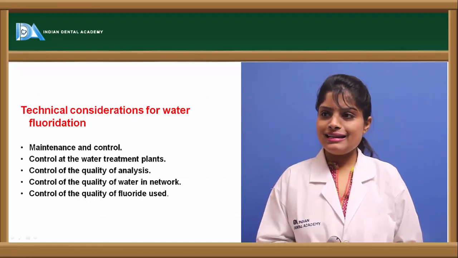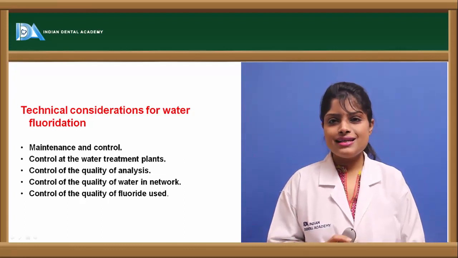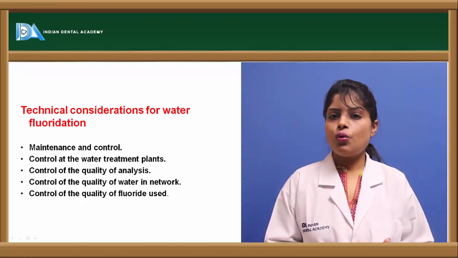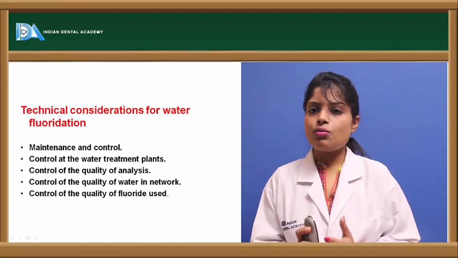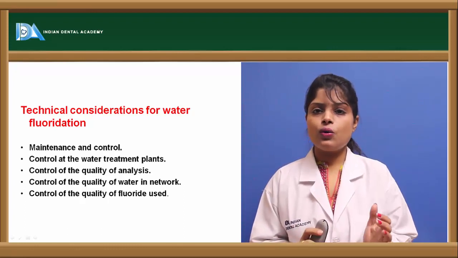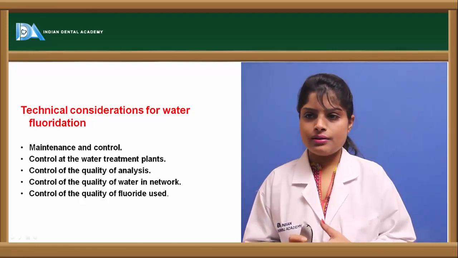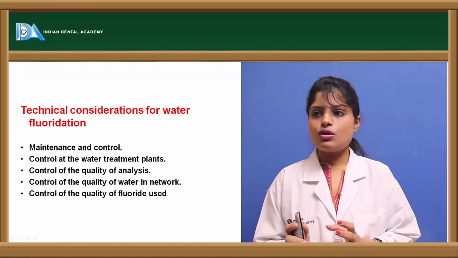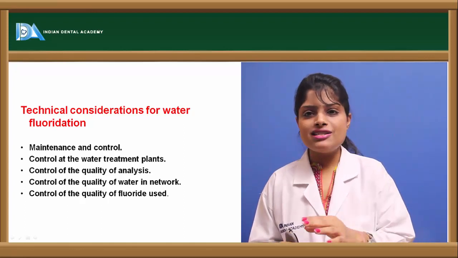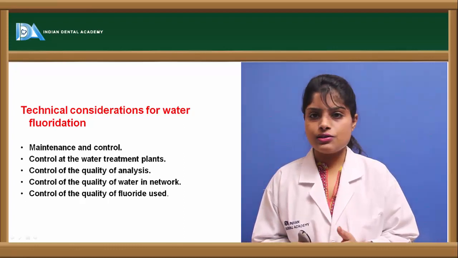So there are various technical considerations for water fluoridation. They comprise the maintenance and control of the quality of fluoride which is added and the quality of water. Various monitoring systems are set up for the quality of both the water as well as the fluoride, and the analysis of the same. So it comprises the controls of the water treatment plants also. Basically, monitoring, maintenance and control are the technical considerations of water fluoridation.